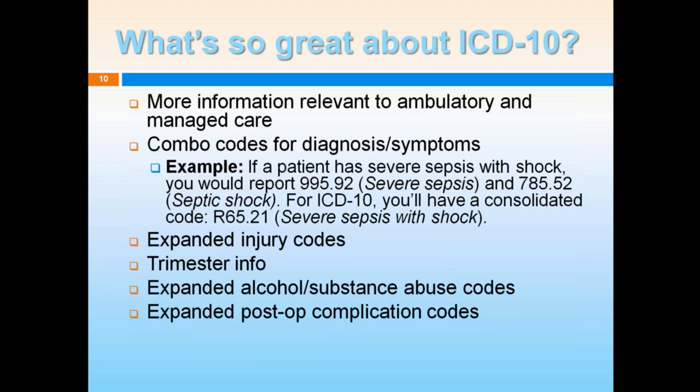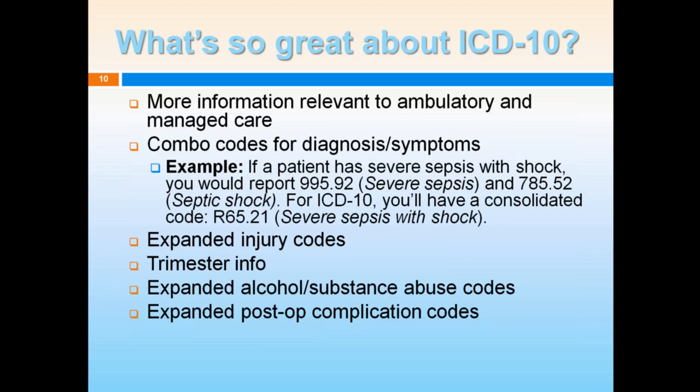For ICD-10, you'll have a consolidated code, which is R65.21, severe sepsis with shock. We're also going to have expanded injury codes, which will allow us to describe the injuries as well as the external causes of injuries. Also remember that V22 example I mentioned before? Well, we're going to have new codes that will need to specify trimester. In addition, we'll have expanded alcohol and substance abuse options, as well as more options for post-operative complications.